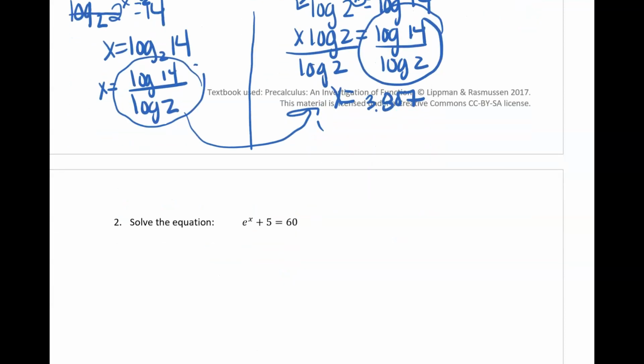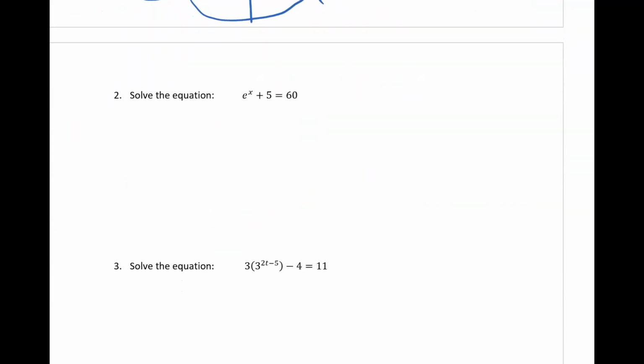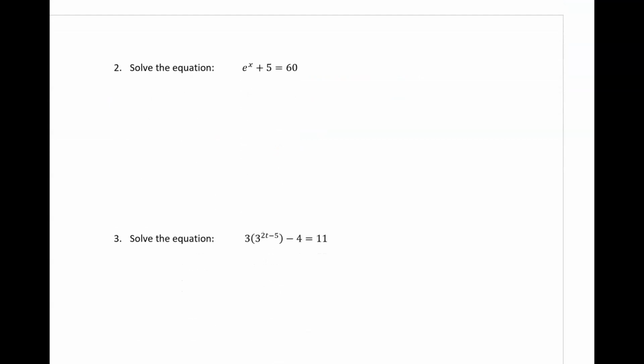Let's look at the next one. I just want to expose you to multiple examples here so you can see what all you could do. Solve the example. Well, first thing I want to do is try to get that x by itself. So I'm going to subtract 5 from both sides. It gives me e to the x equal to 55. Whenever I see a base e, I like to apply my ln. So I'm going to ln both sides. ln e, that's an inverse property that cancels. So I get x equal to ln of 55.